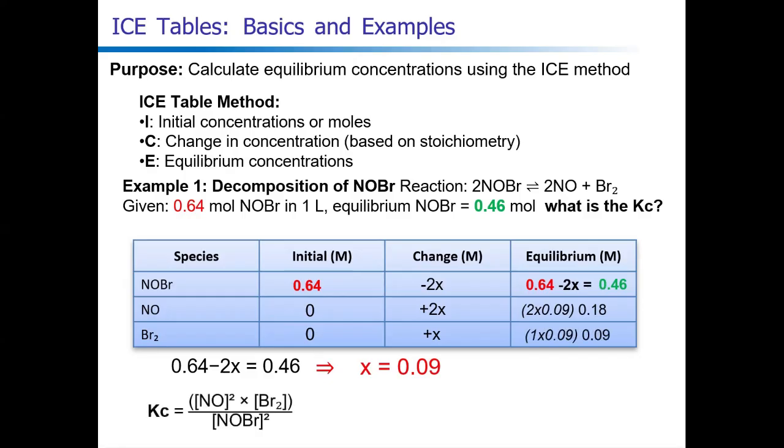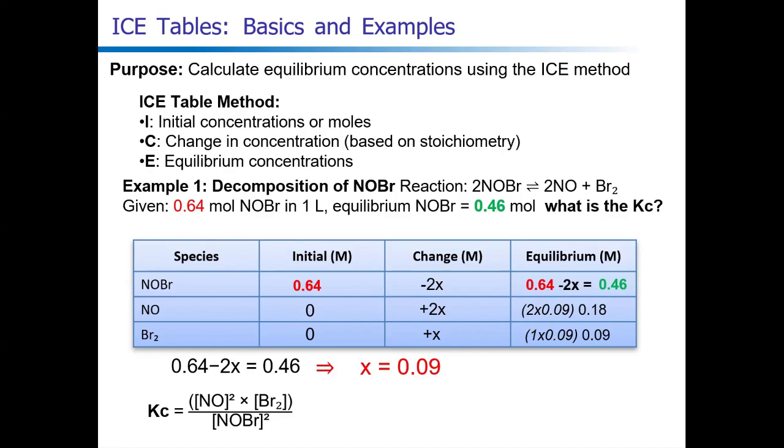Now let's plug everything into the equilibrium expression. Remember, for the Kc equation, it's always products over reactants, and each term is raised to the power of its stoichiometric coefficient from the balanced equation. In this case, we have Kc is equal to the concentration of NO squared multiplied by the concentration of bromine, divided by the concentration of NOBr squared.